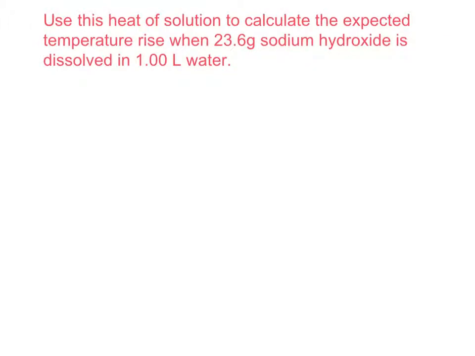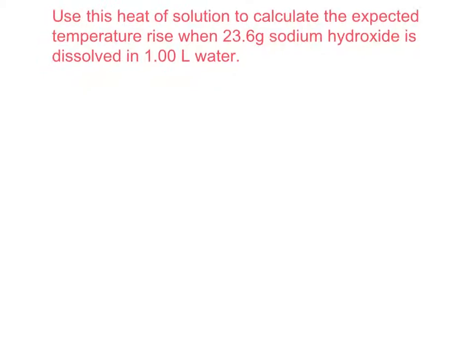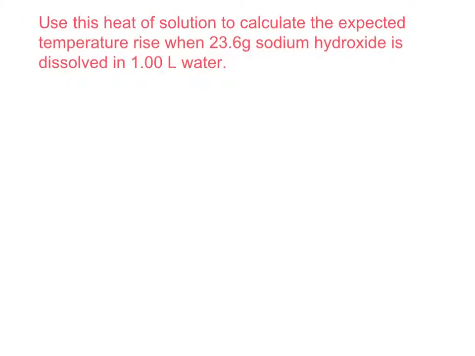Now part B of this question wants us to use this heat of solution to calculate the expected temperature rise when 23.6 grams of sodium hydroxide is now dissolved into 1 litre. So we're going to write down what the heat of solution was. Remembering that the heat of solution was calculated to be 3.9 times 10 to the 4.